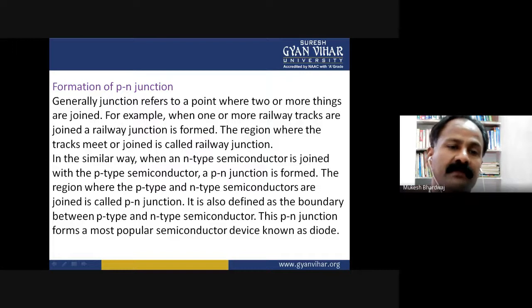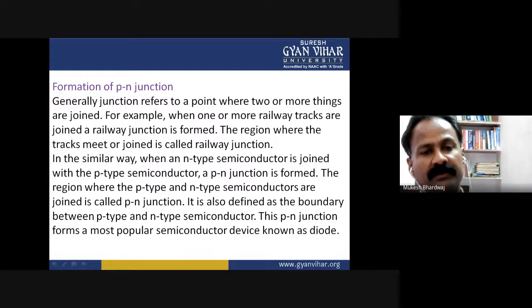In a similar way, when n-type semiconductor is joined with p-type semiconductor, a p-n junction is formed. The region where the p-type and n-type semiconductors are joined is called the p-n junction. It is also defined as the boundary between p-type and n-type semiconductor. This p-n junction forms the most popular semiconductor device known as diode.